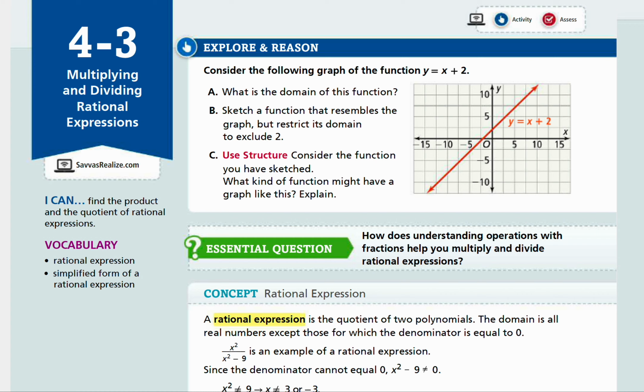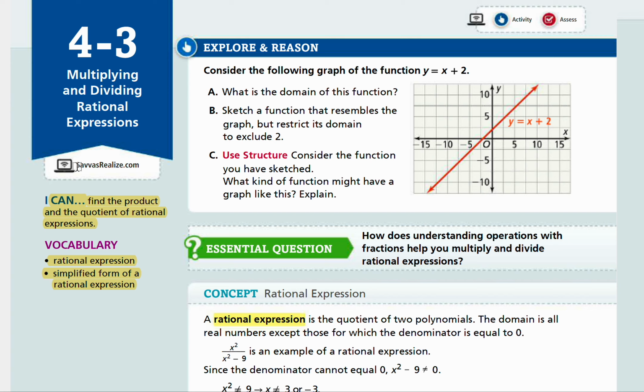Lesson 4-3, multiplying and dividing rational expressions. In this lesson, we'll be able to find the product and the quotient of our rational expressions. The new vocabulary words would be rational expression and simplified form of a rational expression.